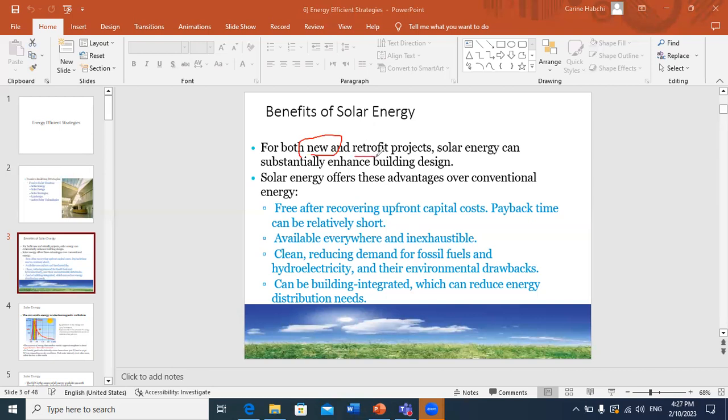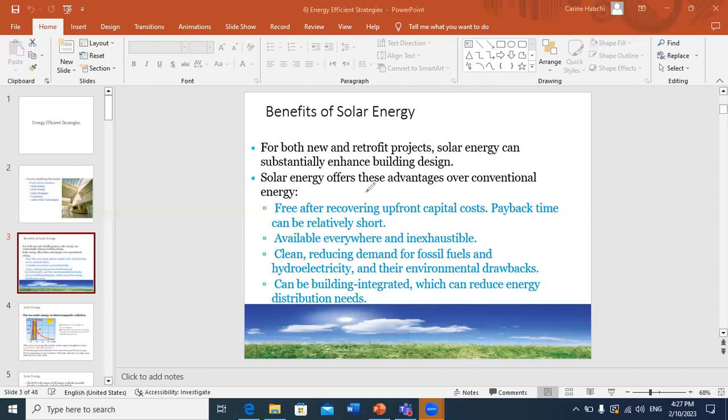And in case we are retrofitting a project, also we have other concerns. We have the architecture of the building that we should preserve. We have a lot of limitations because we cannot change the orientations. There are a lot of factors we cannot play with. So also we should select convenient strategies that can be implemented as much as possible to reduce the energy consumption. So solar energy can substantially enhance building design.